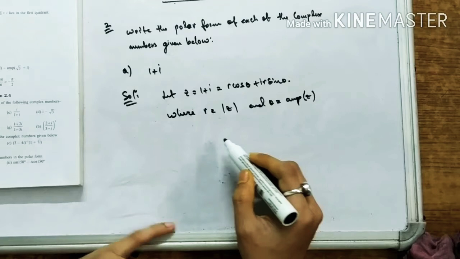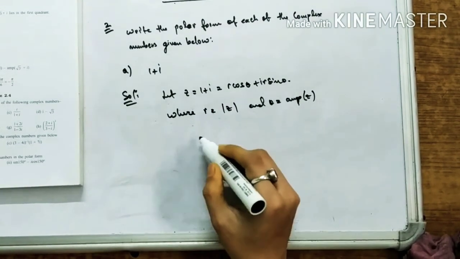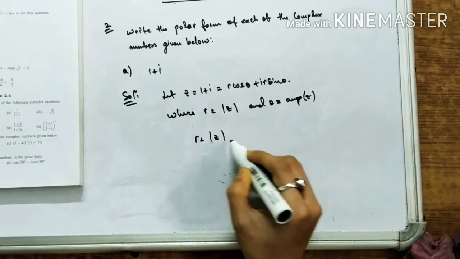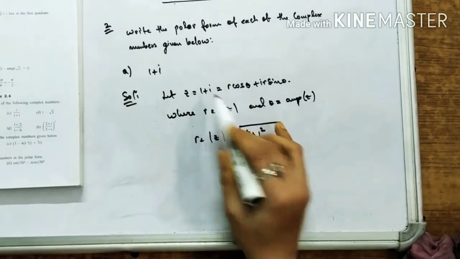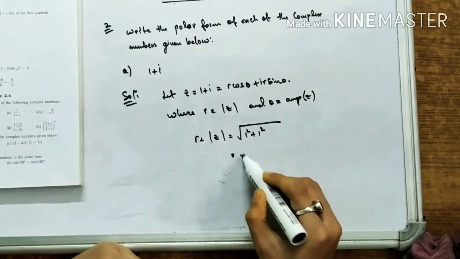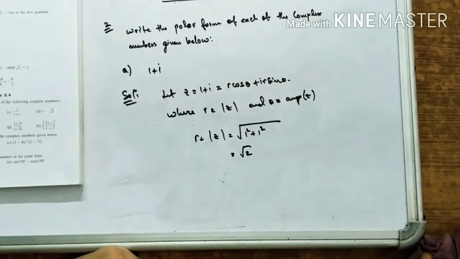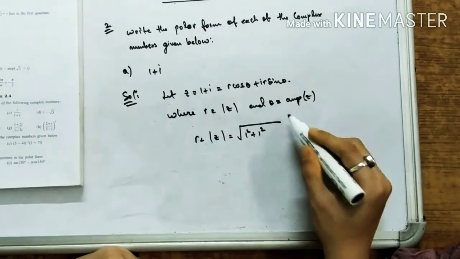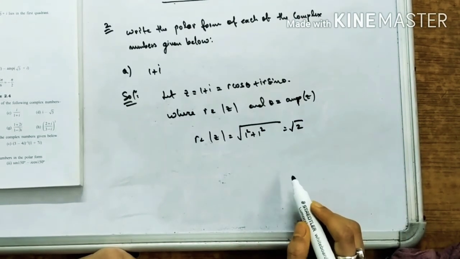So now here r is equal to modulus z is equal to root over 1 square plus 1 square. This is the complex number. So modulus of z will be 1 square plus 1 square, which is root 2. So r is equal to root 2.